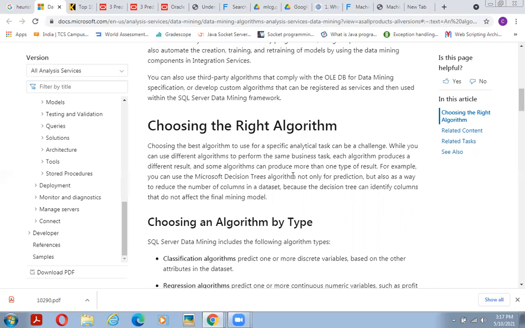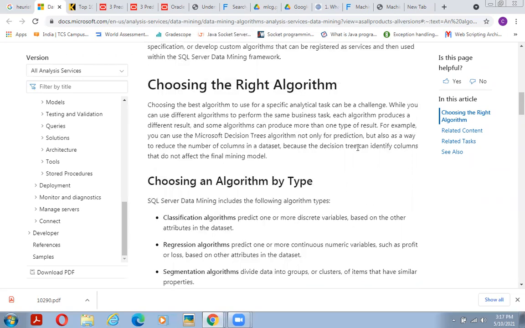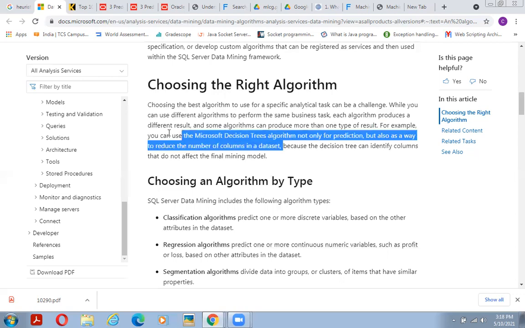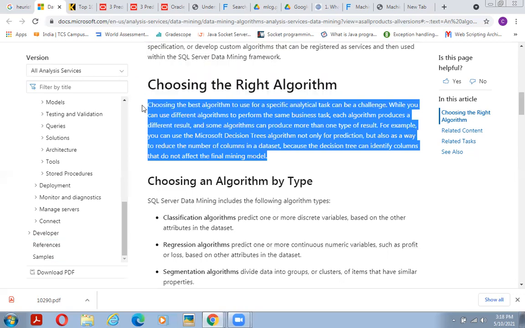Choosing the best algorithm to use for a specific analytic task can be challenging, while you can use different algorithms to perform the same business task. Again, very important: we can choose different algorithms to perform the same business task. Each algorithm produces a different result, and some algorithms can produce more than one type of result. For example, we can use the Microsoft Decision Trees algorithm not only for prediction, but also as a way to reduce the number of columns in the data set, because the decision tree can identify columns that do not affect the final mining model.